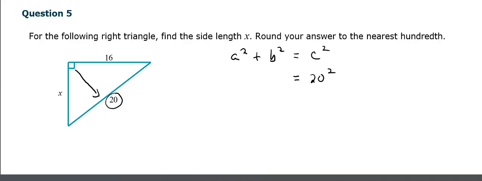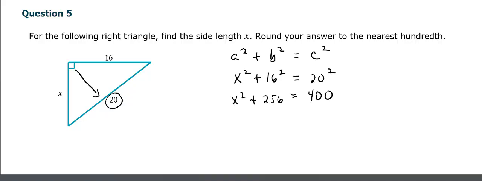So when we set up our equation, it's going to be x squared, which is one of our shorter legs, plus 16 squared equals our hypotenuse squared, which is 20 squared. So we need to square 16, square 20, and then solve for x.